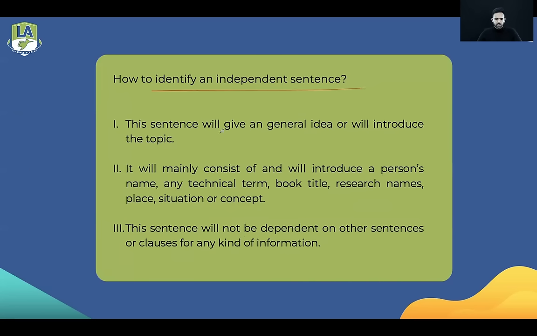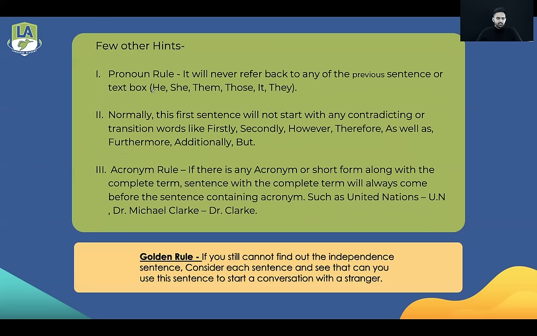How do you identify an independent sentence? This will give you a general idea and will introduce the topic. General idea means not too deep or not in-depth information. It will mainly consist of and will introduce a person's name, any technical term, any book title, any research, any place, situation, or concept. So it will mainly introduce you the nouns. It will not depend on any other sentence or clause for any kind of information, means it will be a complete piece of information. Pronoun. Sentences starting with he, she, them, those, they are likely to not be the first sentence or independent sentence, because if you say he, means you're referring to something you have mentioned earlier.